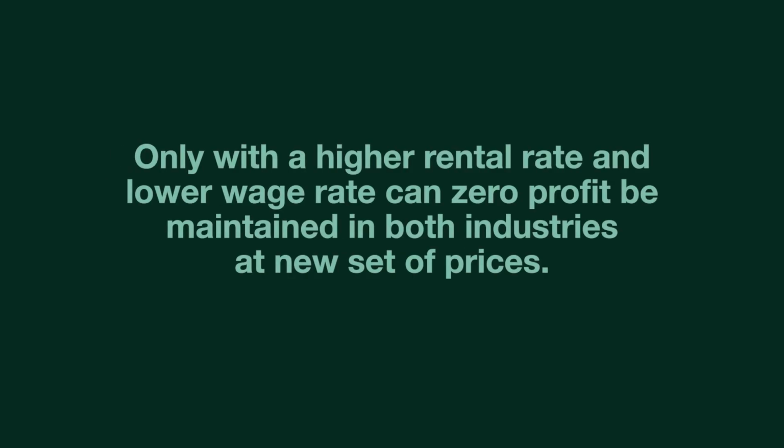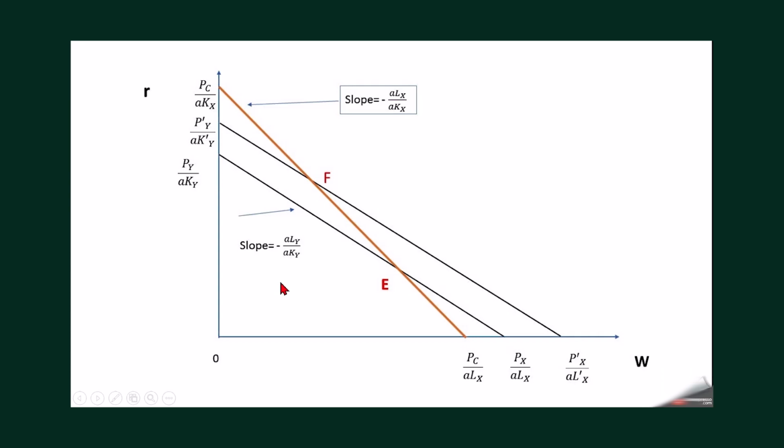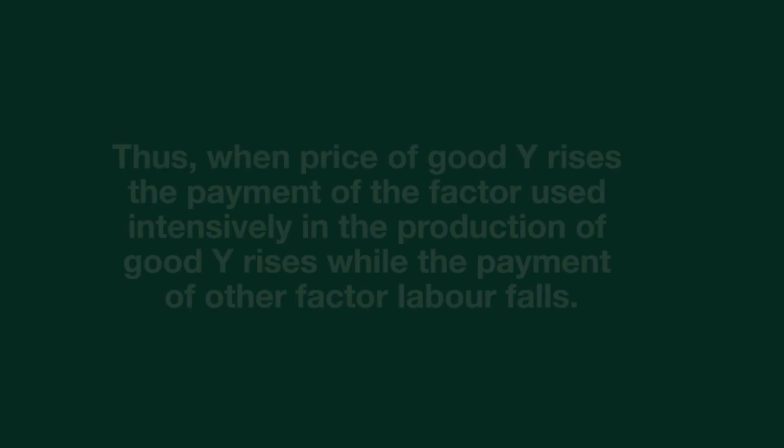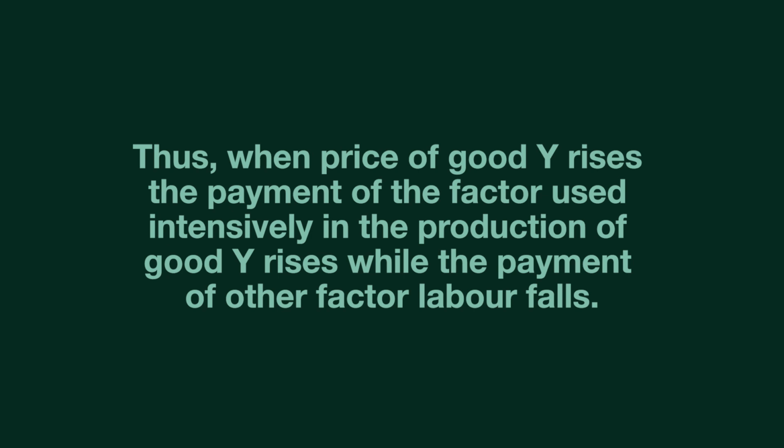Only at a high rental rate and a lower wage rate can a zero profit situation be maintained in both the industries now. Now if we use the slope of the zero profit line, that is ALX by AKX and ALY by AKY, we find that good X is a labor intensive good and good Y is a capital intensive good. When the price of good Y rises, remember in this example Y is a capital intensive good.